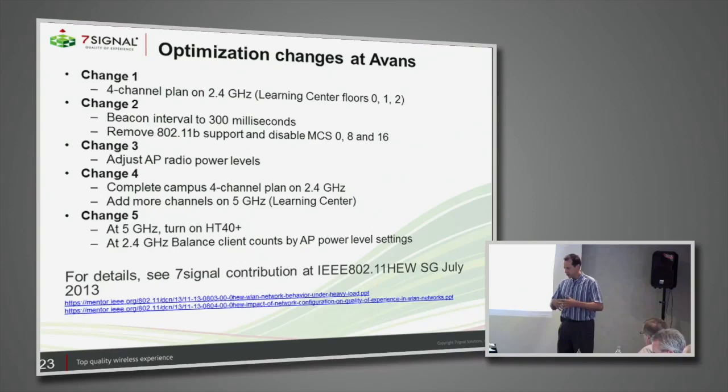more the surroundings of 2.4 were adapting the same 4-channel plan. We added more channels to 5 gigs, basically utilized available spectrum efficiently, which is very important in my opinion. Then finally, when everything was organized, we turned on HT40 for the 5 gigs. And then in this phase, we balanced the AP counts in each AP a little bit by adjusting the power levels there. And the project will still continue, but this is where we are today.